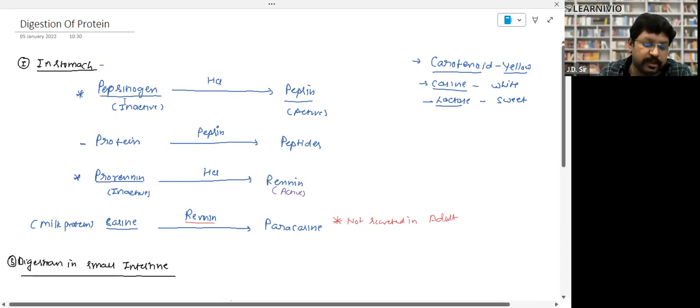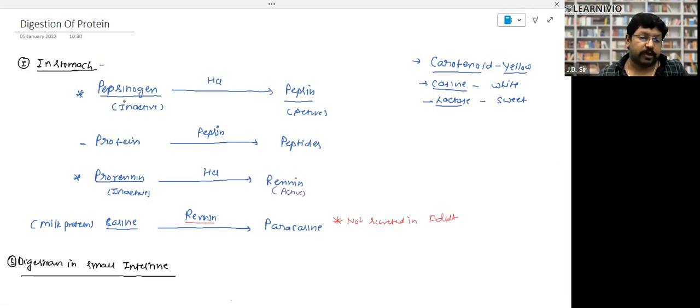Pepsinogen is a proenzyme. It is an inactive enzyme. You can see proenzymes are always inactive enzymes. When the suffix "gen" is added, it means it is an inactive enzyme. Pepsinogen is an inactive enzyme. HCl converts pepsinogen into pepsin, the active enzyme. Pepsin breaks down protein into peptides.